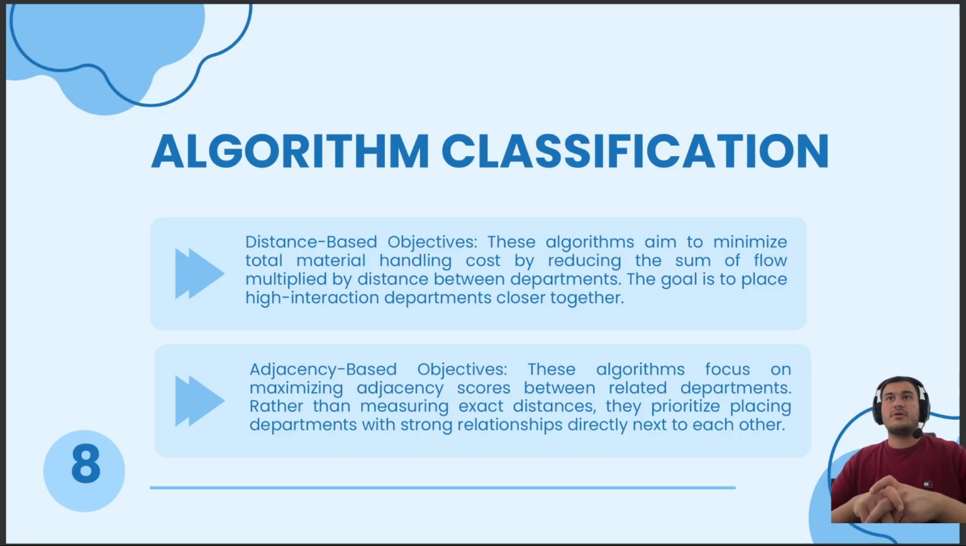Firstly, we will talk about distance-based objectives. These algorithms aim to minimize the total material handling cost of the factory. The objective function calculates the sum of the material flow multiplied by the distance between departments. The mathematical goal is simple: place departments with high interaction volumes as close together as possible. Adjacency-based objective algorithms focus on maximizing an adjacency score based on relationship chart data.